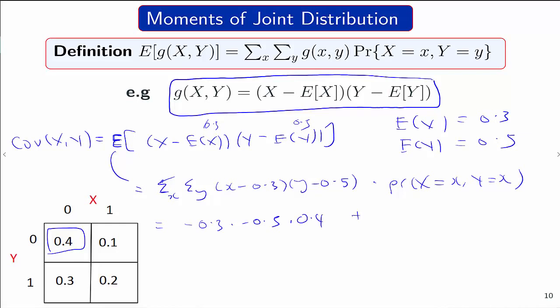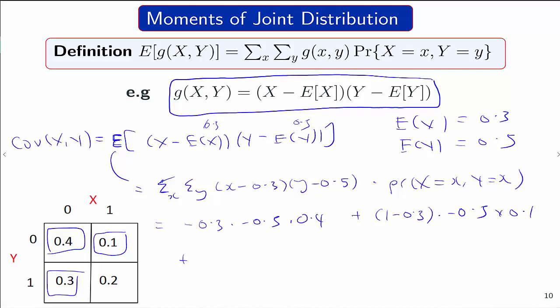And we can go on like this. Next will be y equals 0, x equals 1. Well, this will give us 1 minus 0.3 multiplied by 0 minus 0.5, which is minus 0.5. This occurs with probability 0.1. And so on. And we can go down and find, well, what's the next outcome?